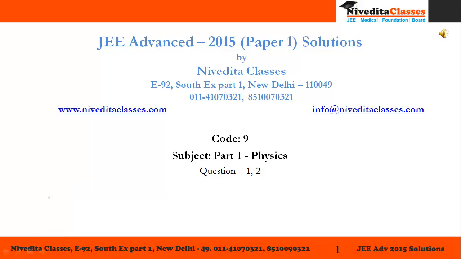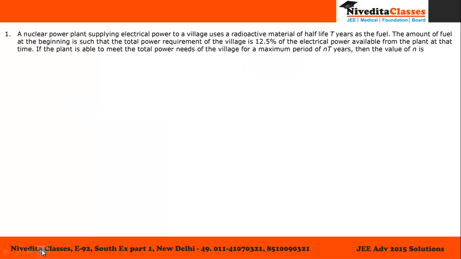Okay, friends, let us discuss question 1 and question 2 of code 9. Okay, so as you can see in this question, we are given that the total power requirement of the village will be met till we have 12.5% of the fuel left with us. So let's say initially we had a naught amount of the fuel with us. Now 12.5% of it will be a naught divided by 8.